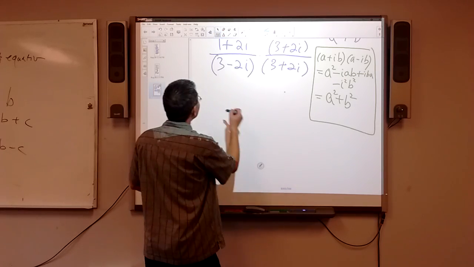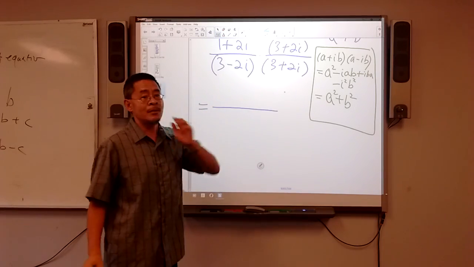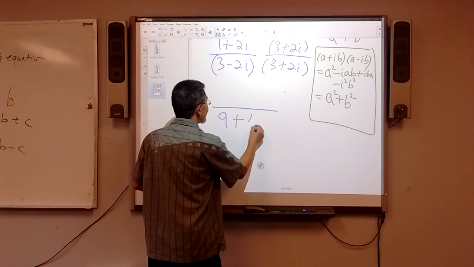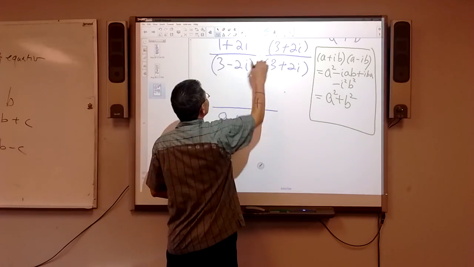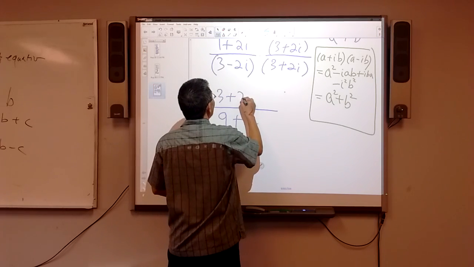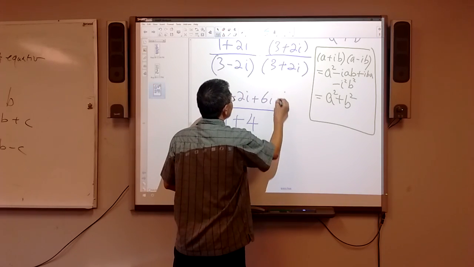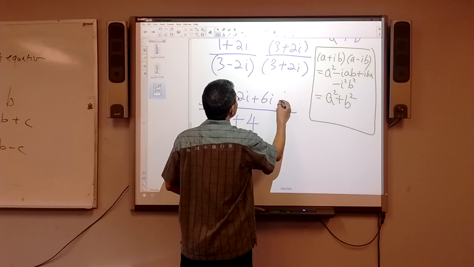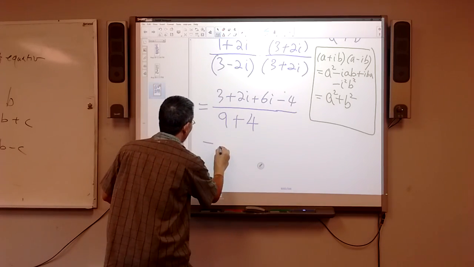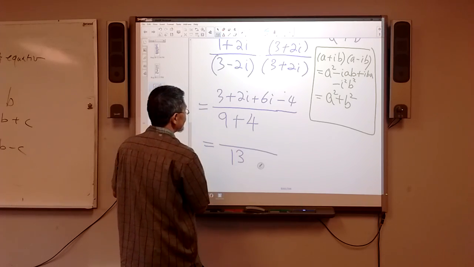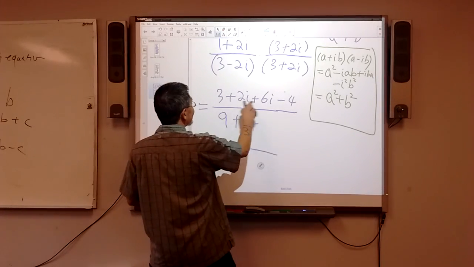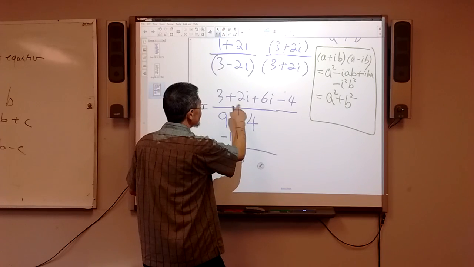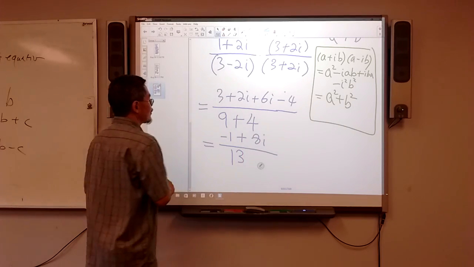What's on the bottom? 9 plus 4. Good. On top: 1 times 3 is 3, 1 times negative 2i is negative 2i, 2i times 3 is 6i, and 2i times 2i gives us 4i squared, which is negative 4. And now on the bottom, 13. On the top, our real number is 3 minus 4, which is negative 1. Okay, good?